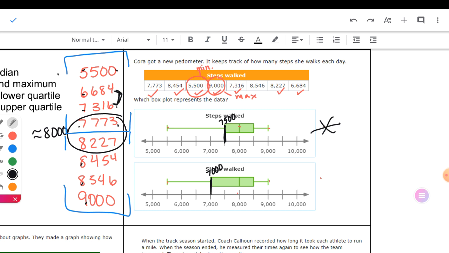So that's the one that would tell us that this one is out. Sorry, I shouldn't have put a star by it. We'll just put an X over it. That one's out because of that number right there.